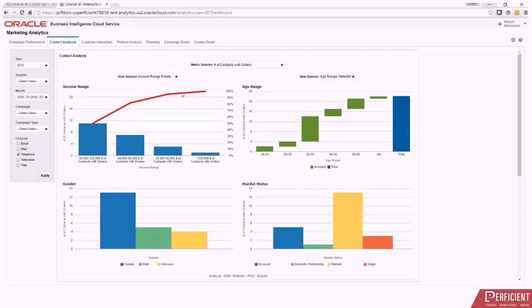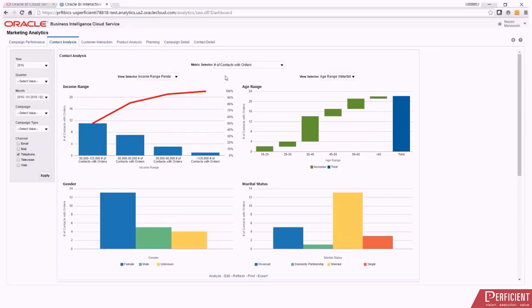What we're looking at here are analyses by income range, age group, gender, and marital status. And of course, more can be added based on the nature of your business. By looking at the income range Pareto chart, I can easily see that if I target the cohort in the income range from 60K to 120K, I'm actually targeting close to 80% of my customers.